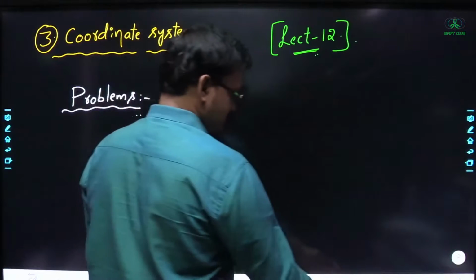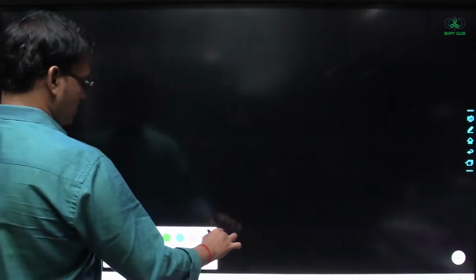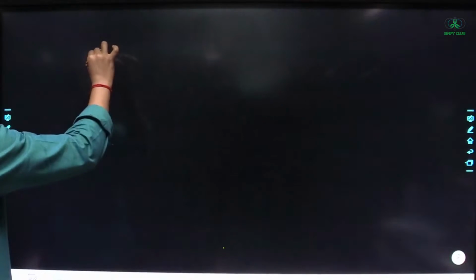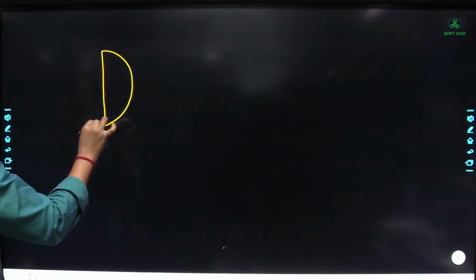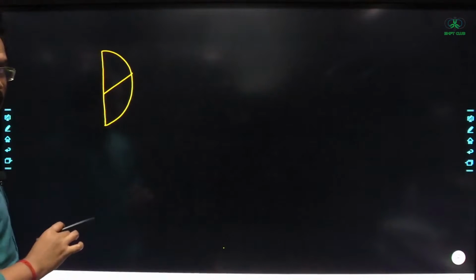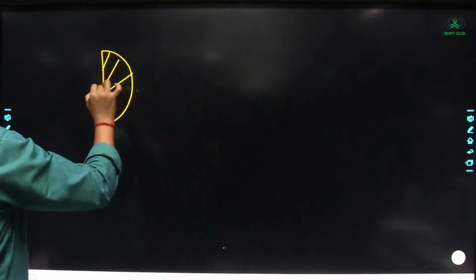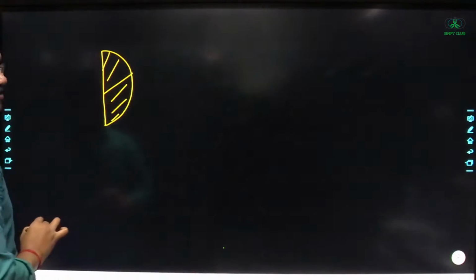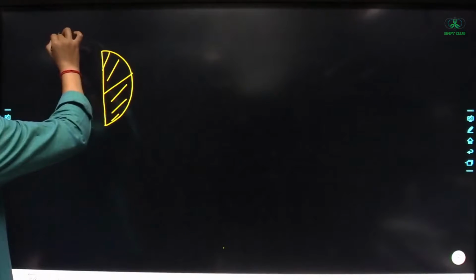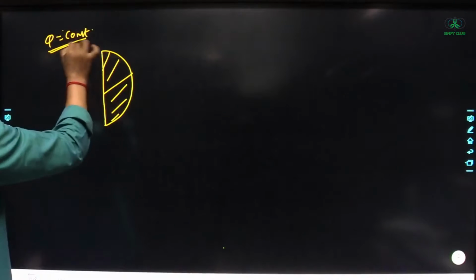See, in the last lecture, in the spherical coordinate system, what are the surfaces we got? We got three surfaces. One is a semicircular surface. Here the variables are r and theta. So this is the semicircular surface we got. Here the variables are r and theta, so we call it the phi equal to constant plane.